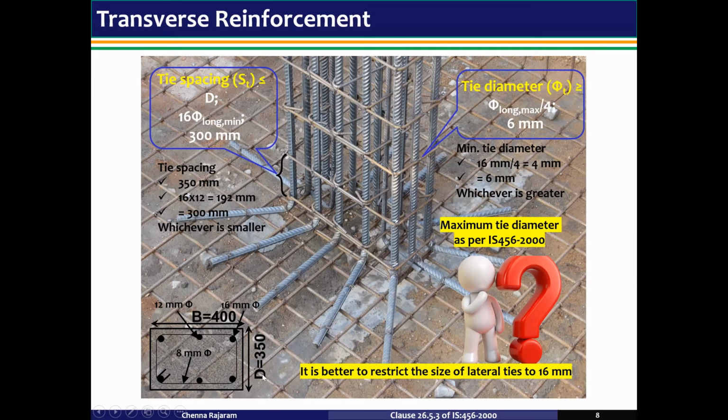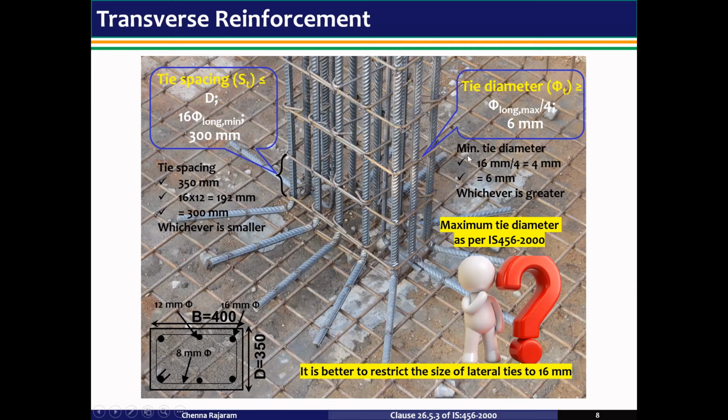Here in this example, the least lateral dimension is 350 mm. Next, 16 times the minimum longitudinal reinforcement diameter. In this, two longitudinal diameters are used. One is 12, the other one is 16. So that is 16 into 12, that is 192, and the third one is 300. Out of these three, we consider the smaller one. So the tie spacing is less than or equal to 192.